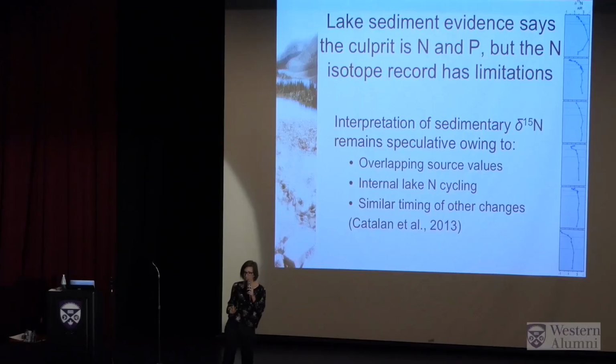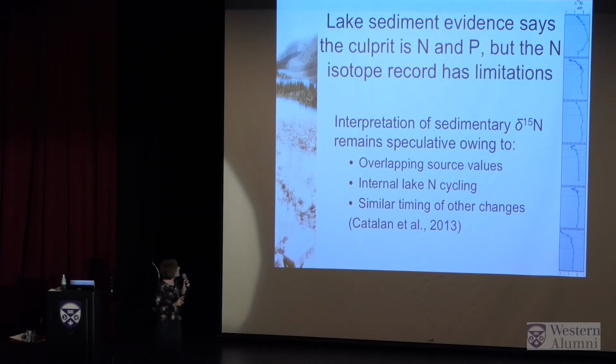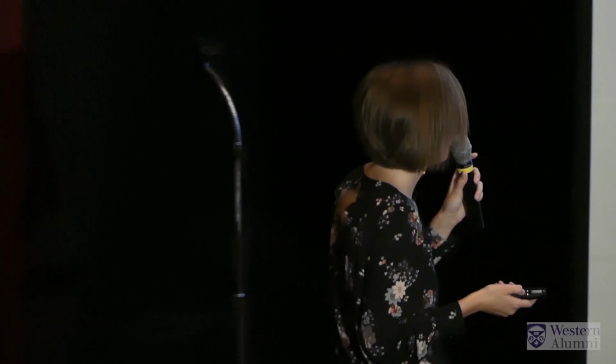So lake sediment evidence says the culprit is nitrogen and phosphorus, but the nitrogen isotope record isn't perfect. It has its limitations. So for example, I talked about how the source value will decrease if there's fertilizer present. There are other sources that might cause nitrogen isotope value to decrease as well. There's also changes that can happen in the lake that can change this record, so it's not the perfect alibi.